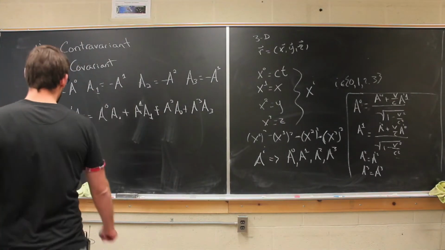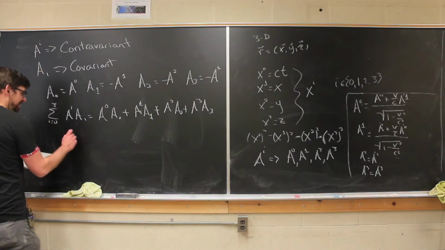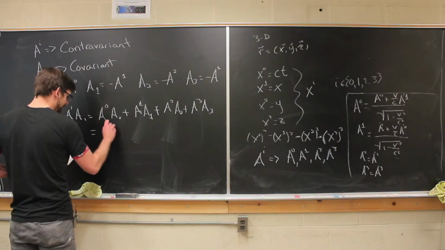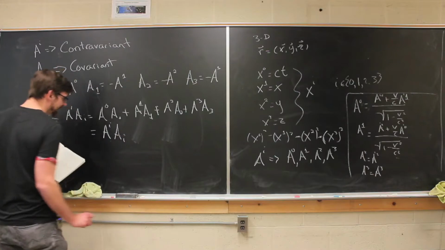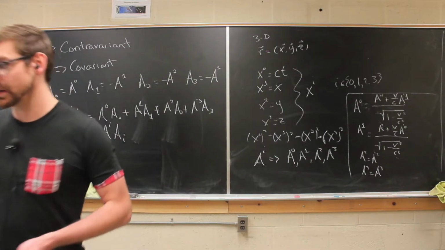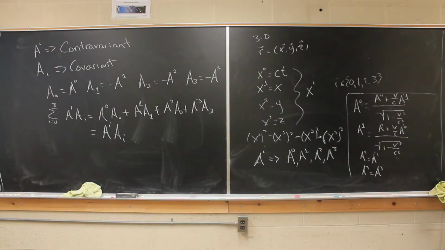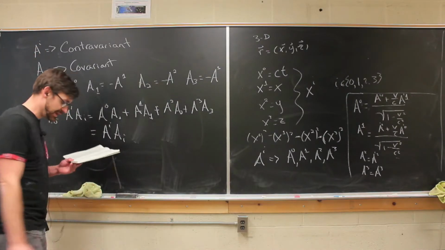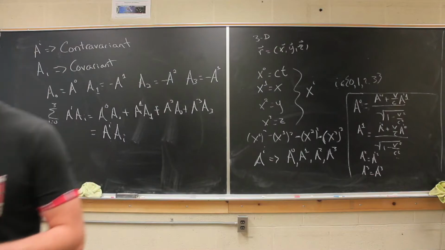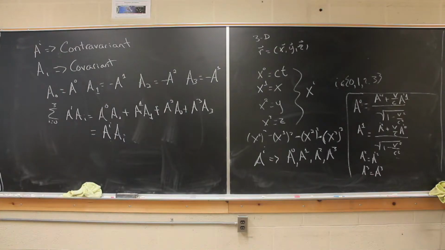So this we can rewrite as, this is commonly rewritten as just A_i A^i. The notation that's popularized like this is called the Einstein summation convention, where really you're just summing over repeated indices. So anytime there's a repeated index in the top and the bottom, we're going to be summing over it.